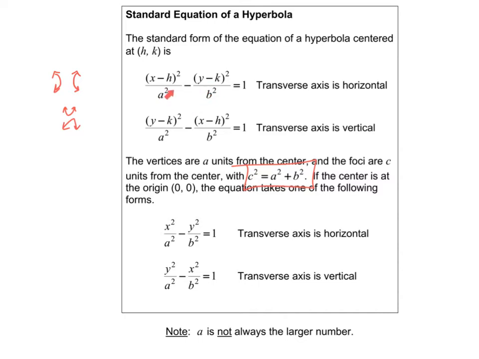I saw the distance a, because that's what we use to get the transverse axis, and I know c is the distance to the focus, but what is this b distance that we used on the ellipse but I haven't seen on the hyperbola? Well, I think the easiest way to see where that comes in is if we just graph one. So let's do that next.